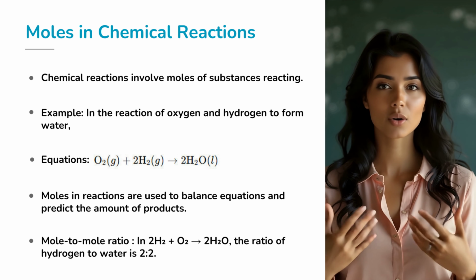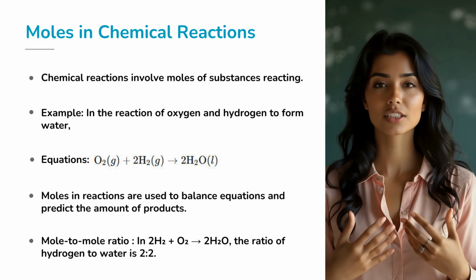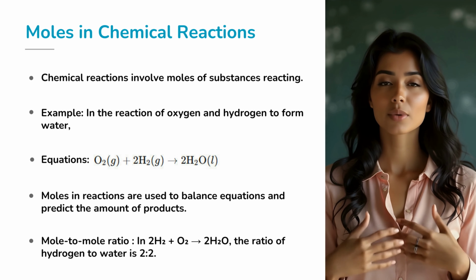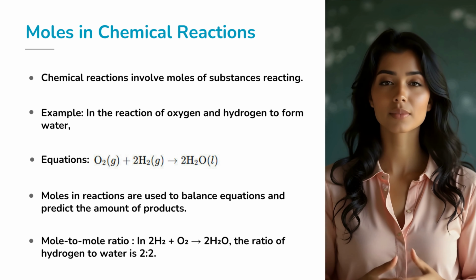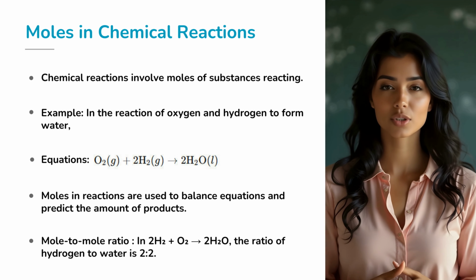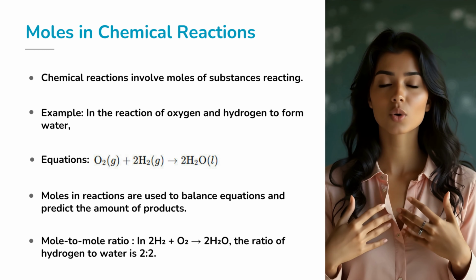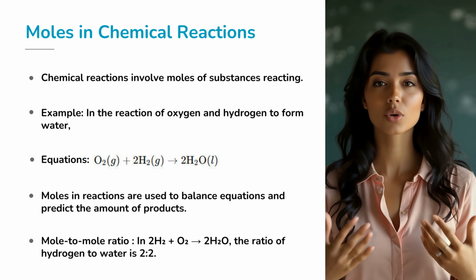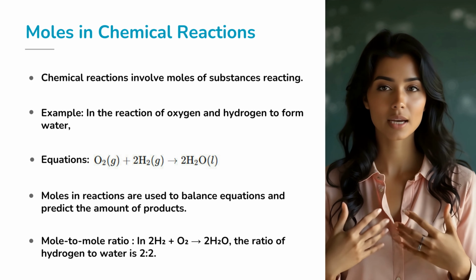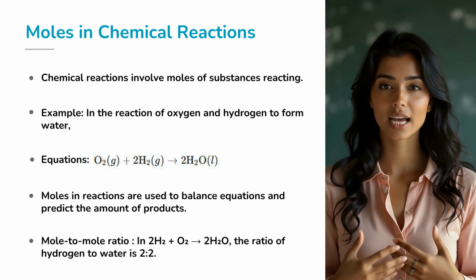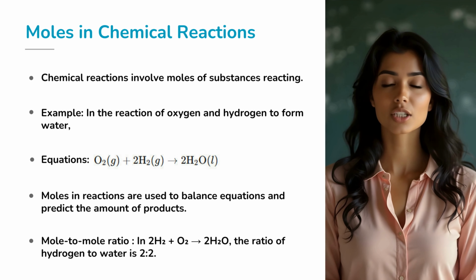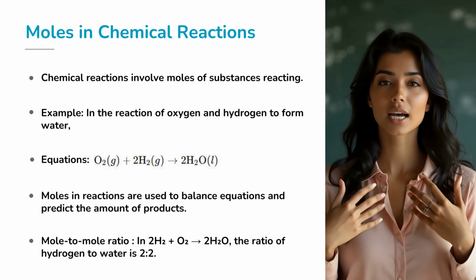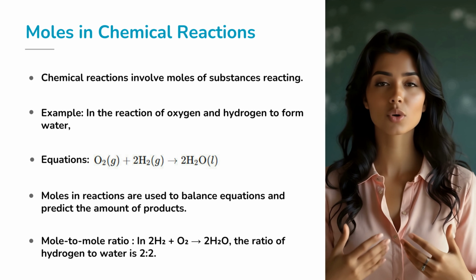Have you ever wondered how chemists know exactly how much of one substance to mix with another to make a reaction happen? Well, that's where the concept of moles really shines. For example, when hydrogen gas reacts with oxygen gas to form water, the reaction goes like this. Two molecules of hydrogen gas plus one molecule of oxygen gas gives two molecules of water. In chemical formula terms, that's 2H2 gas plus O2 gas gives 2H2O liquid. Now, this means that 2 moles of hydrogen react with 1 mole of oxygen to give 2 moles of water.